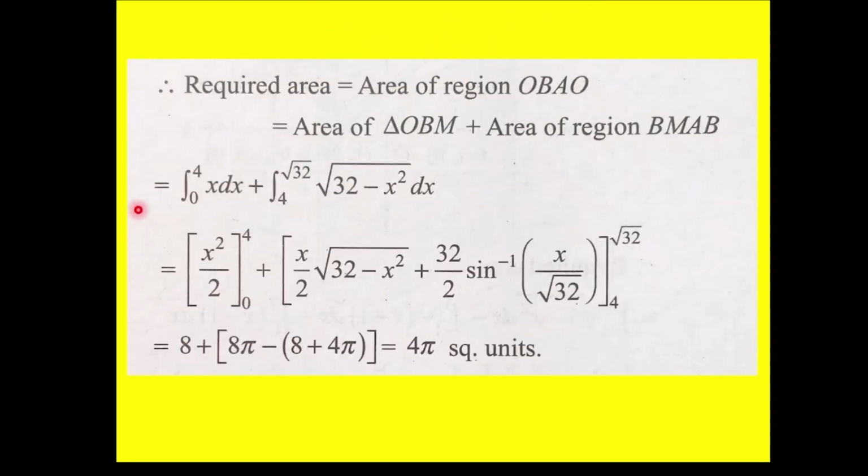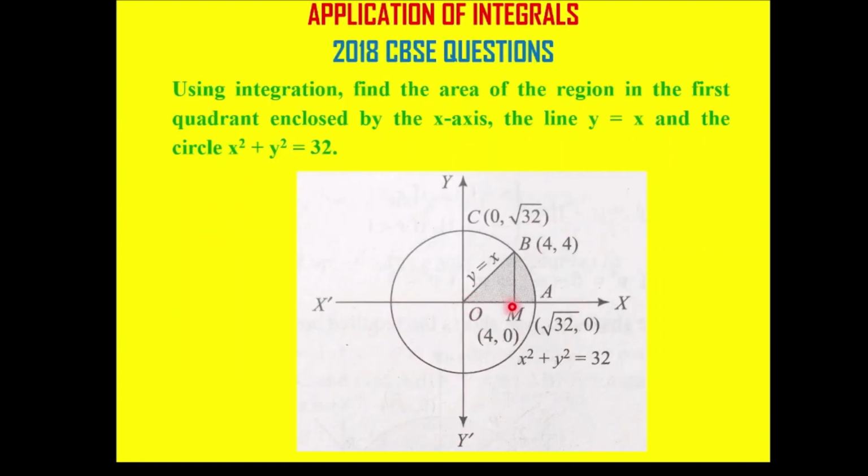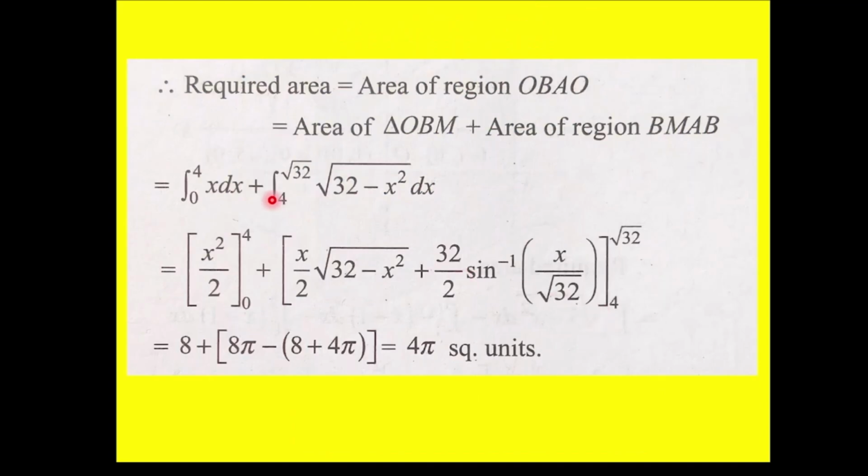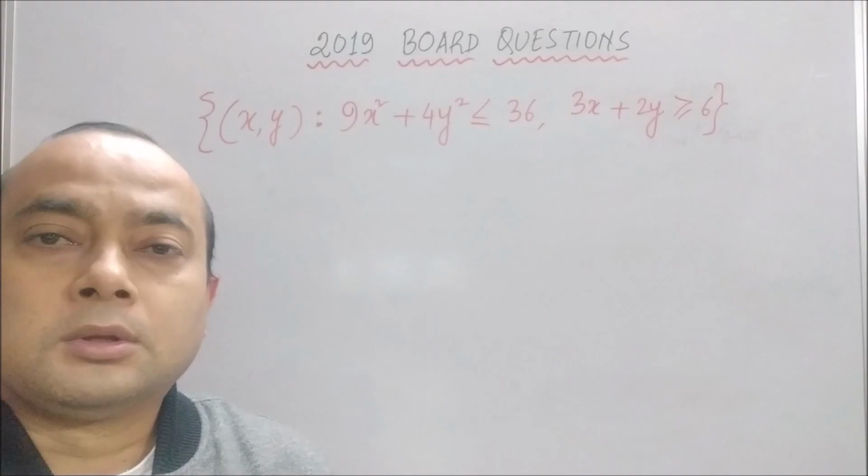From 0 to 4 we have to take x dx because it is a straight line, and from 4 to root 32 we have to take the circle. So here we have applied the formula of chapter 7 and used the upper limit minus lower limit, hence the answer comes out to be 4 square units. So here the 2018 board question finishes.